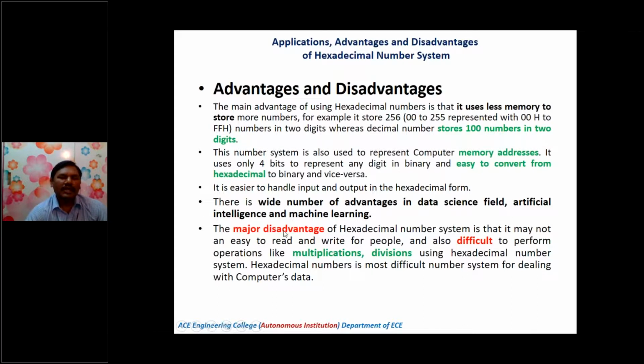And one of the main drawbacks or disadvantages is that it is very difficult to perform multiplication and division easily. That is the main drawback or disadvantage of this one.